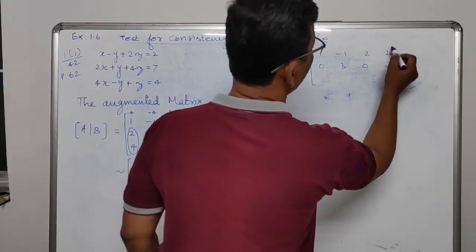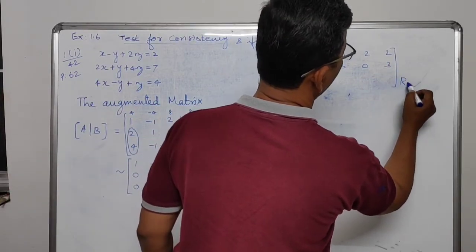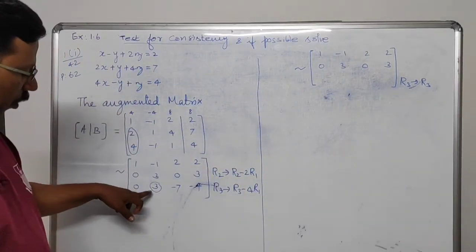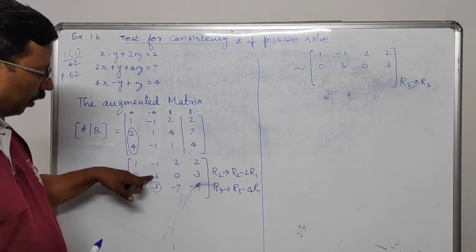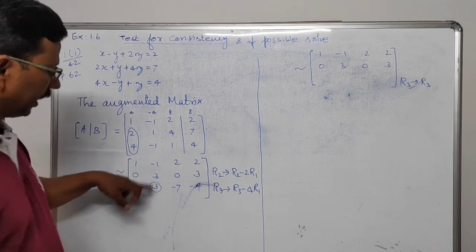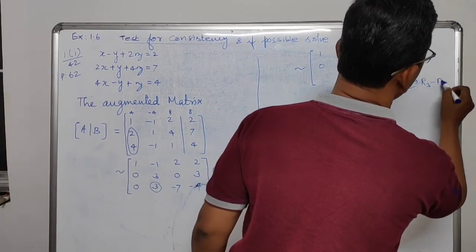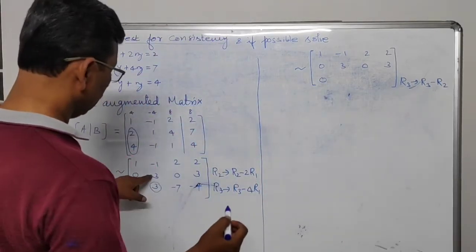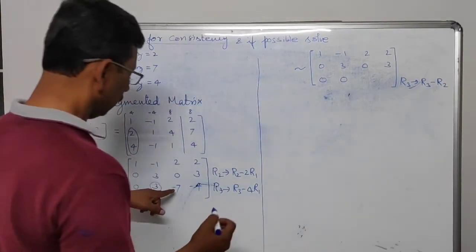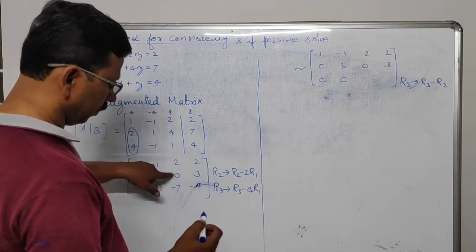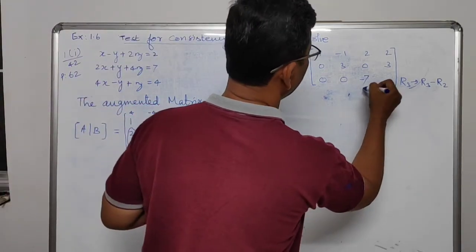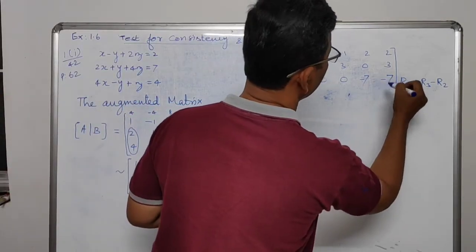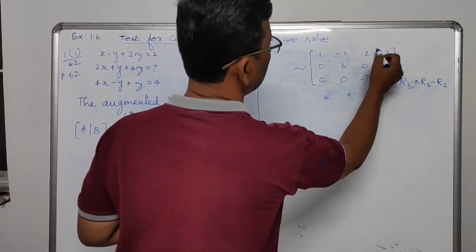Now we want to make the third row 0, that is R3 gives R3. You want to make this 0, so you have to use only its previous row, not the first row. Therefore these are equal, so we can write R3 minus R2. That is 0 minus 0 gives 0. Then 3 minus 3 gives 0. Then minus 7 minus 0 gives minus 7. Then minus 4 minus 3 gives minus 7. Now we got it. Now this is in row echelon form.